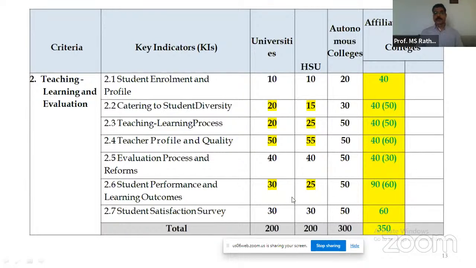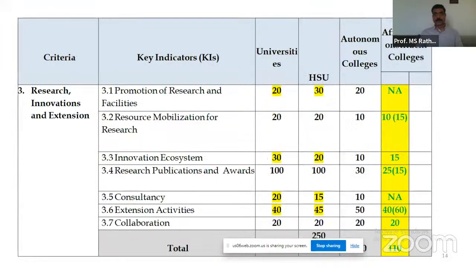So you can see in this 2.6 student performance and learning outcomes. Earlier there was 60 marks allocation, but now this has been increased up to 90. These are the few changes that we shall discuss in further detail in the certificate course. So criteria 3 comes, and here also the changes are there.